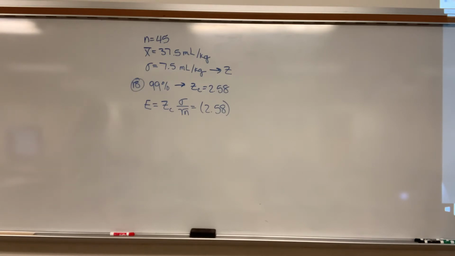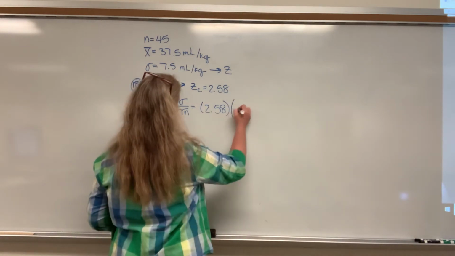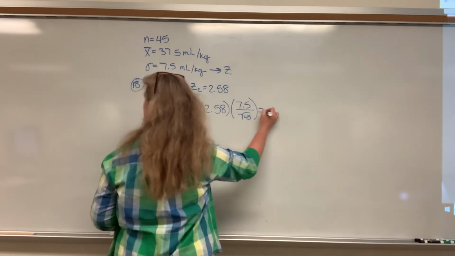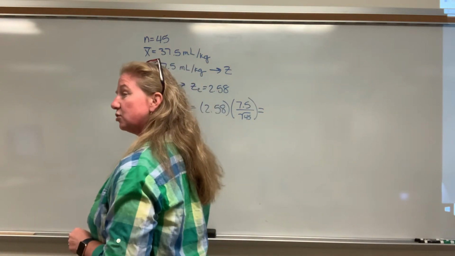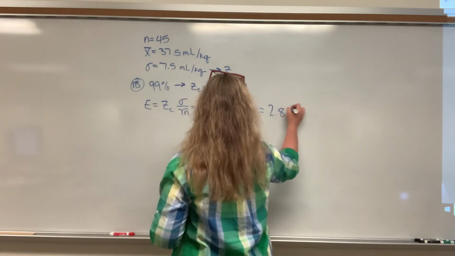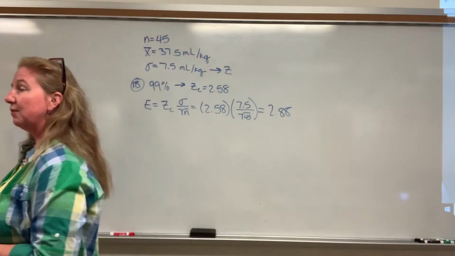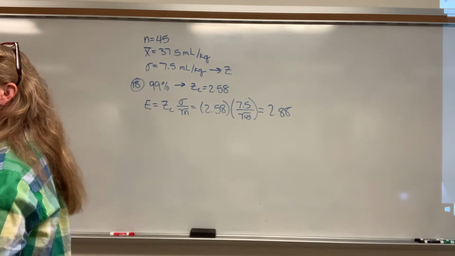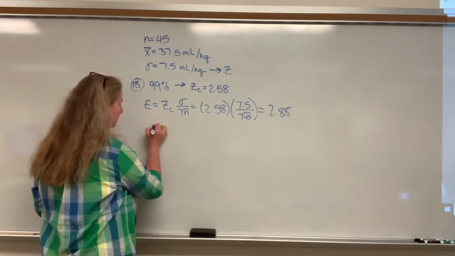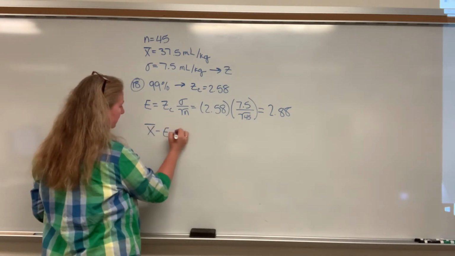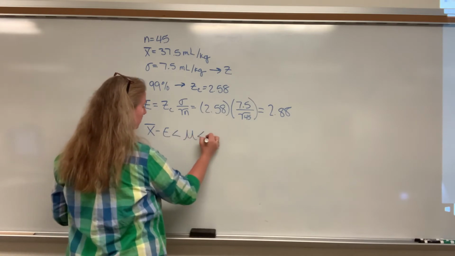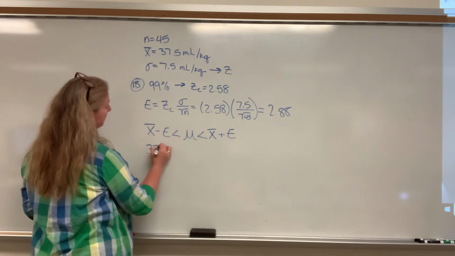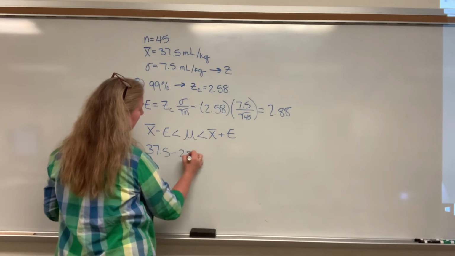And then I need to calculate the rest. I have my sigma, which is 7.5 over the square root of 45. So that error is 2.88. Okay, that's the error. And I want to do a confidence interval. That's the other part of this. How do I do a confidence interval? X bar minus the error is less than the real mu, which is less than X bar plus the error. So what was X bar? It was 37.5 minus the 2.88.